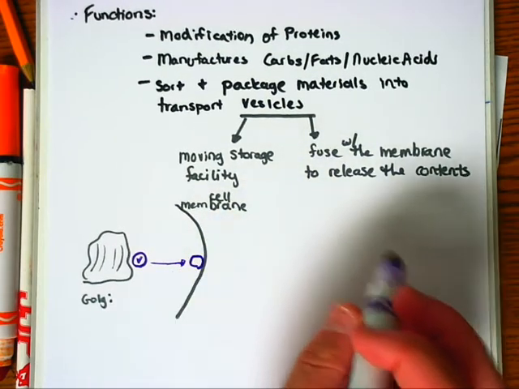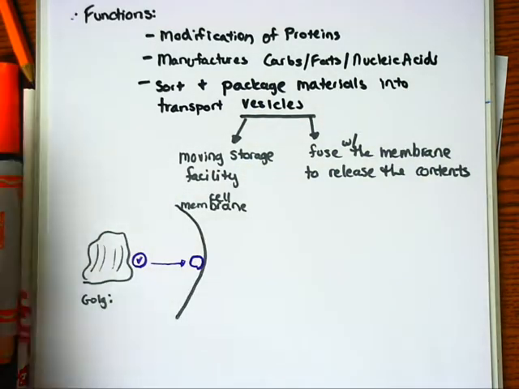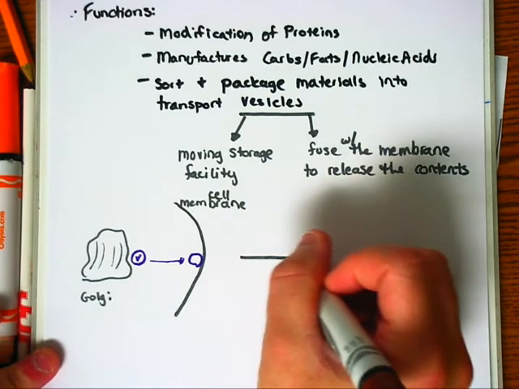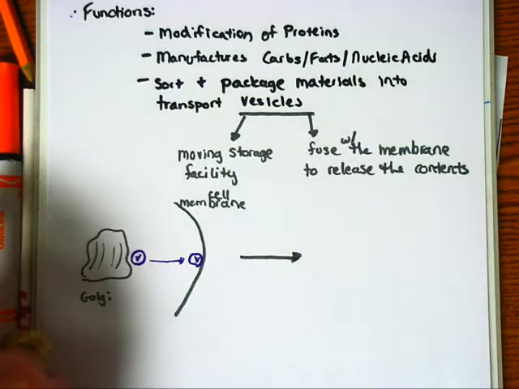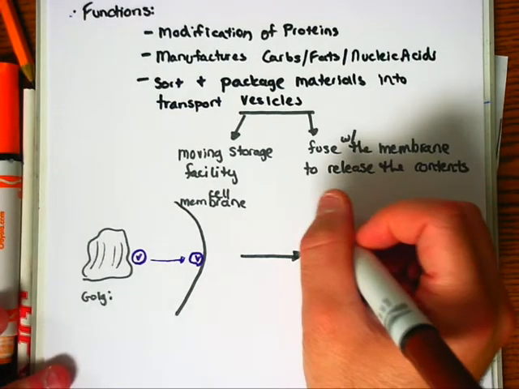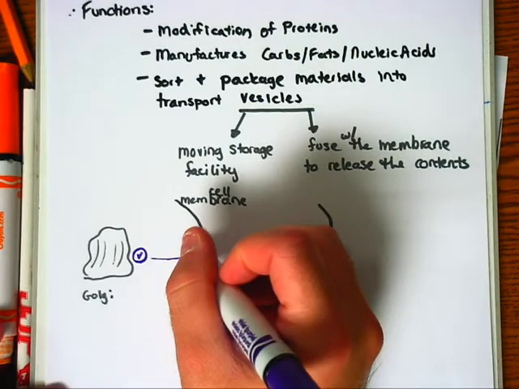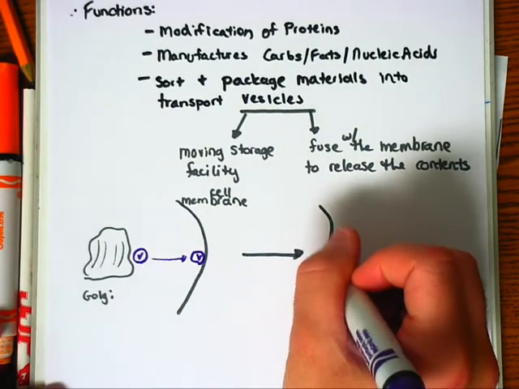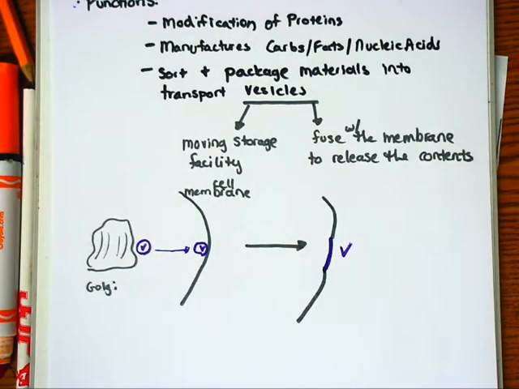And as it gets to the membrane, it fuses with it. It fuses with the membrane, so that afterwards the contents of your vesicle are released out, because the membrane of the vesicle fused with the membrane of the cell, and now whatever contents you have are to the outside.